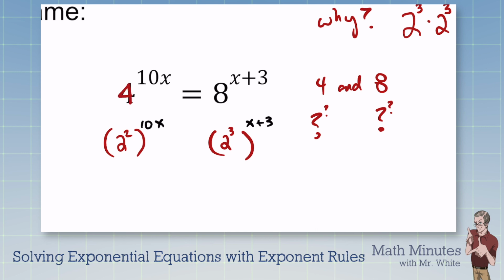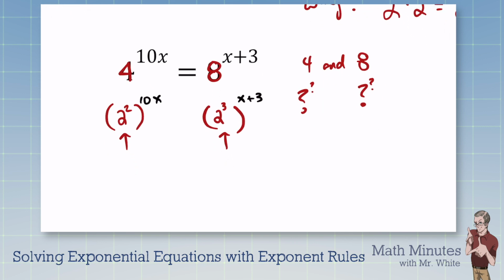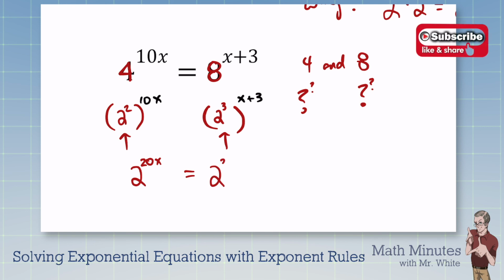I took this 4 and I turned it into 2 squared. I took this 8 and I turned it into 2 to the third power. And I put parentheses there because we need to think about our power of a power rule. What do we do when we have a power and a power? We just said a moment ago that we multiply. So this is the same thing as 2 to the 20x equals 2 to the 3 times the quantity x plus 3.